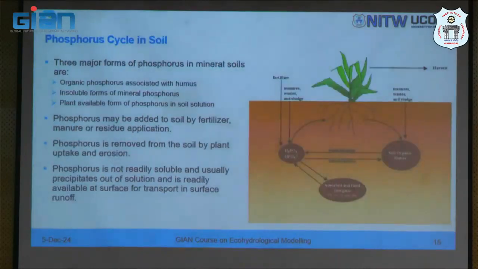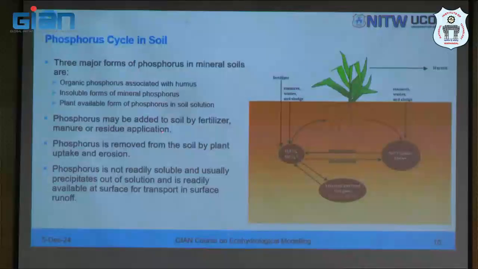Okay? So coming to the phosphorus cycle, again in the soil it exists in three forms: organic phosphorus, that is associated with the organic matter humus, insoluble forms of mineral phosphorus, and plant available form of phosphorus in soil solution. Okay? So plants extract this third component, the plant available form of phosphorus in soil solution, right? Remaining ones are there. Now in addition to that, phosphorus can be added in the form of manures, fertilizers, or residue application, right? Organic matter.